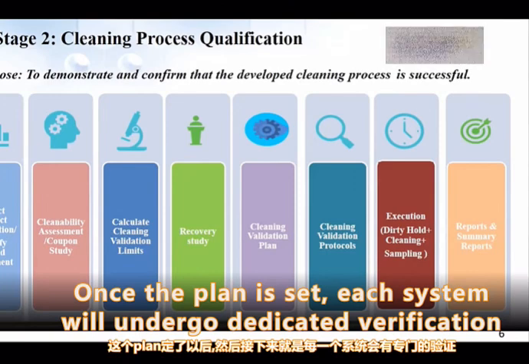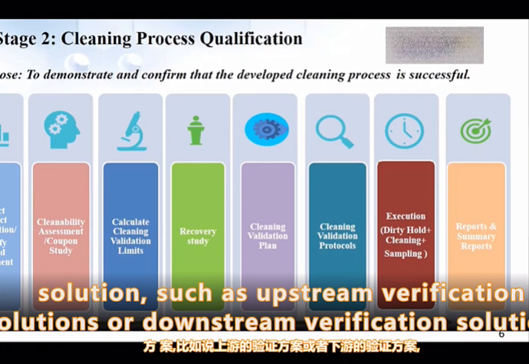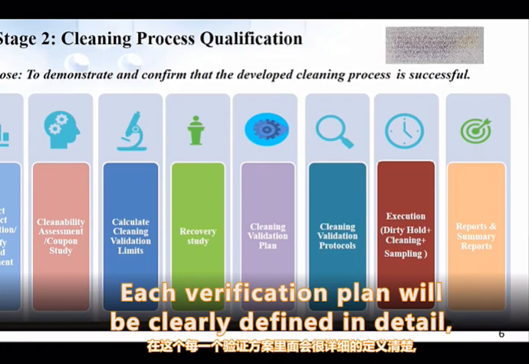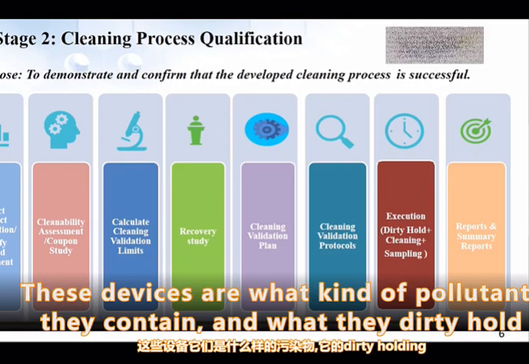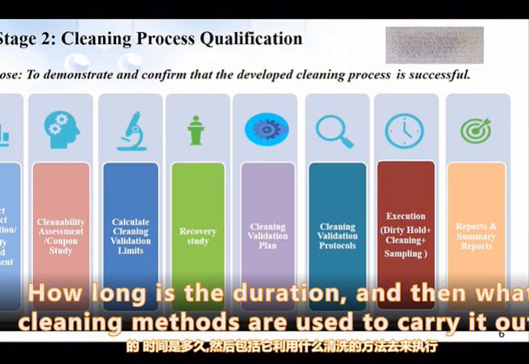Once the plan is set, each system will undergo a dedicated verification plan, such as upstream verification solutions or downstream verification solutions. Each verification plan will be clearly defined in detail. Which devices in these verification solutions need to be verified? What kind of pollutants do these devices contain, and what dirty hold do they have?